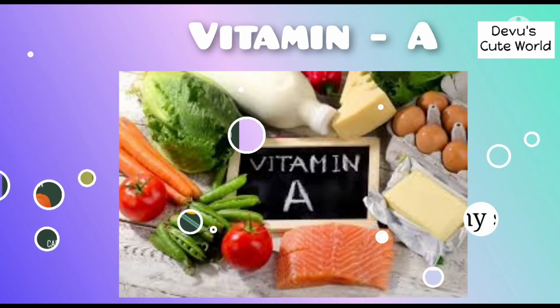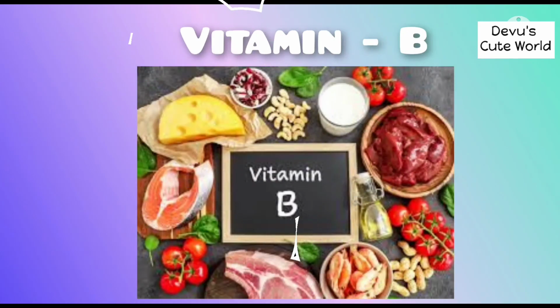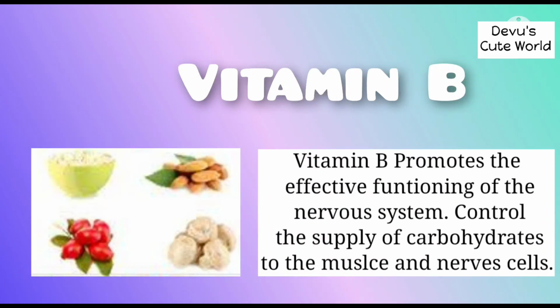Vitamin A. Vitamin A is for growth, promotes healthy skin and gives good night vision. Vitamin B. Vitamin B promotes the effective functioning of the nervous system and controls the supply of carbohydrate to the muscles and nervous cells.